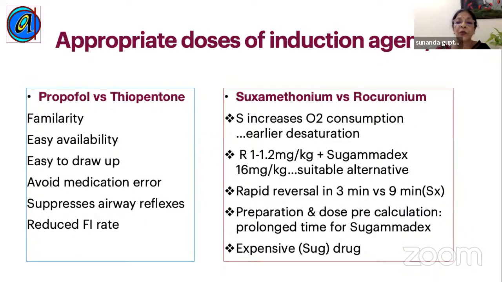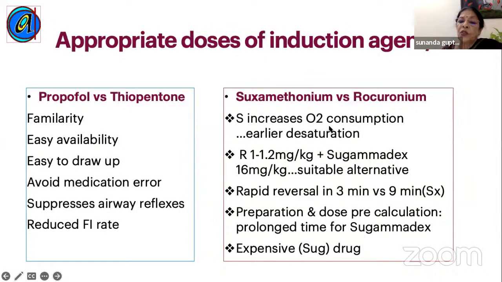Now, the appropriate doses of induction agent. Don't keep your doses low of neuromuscular agents or induction agents, considering that it will be difficult to bring out the patient if you decide on awakening the patient. So propofol is considered a better induction agent in the sense that it suppresses airway refluxes and it also reduces the failed intubation rate, according to some research.